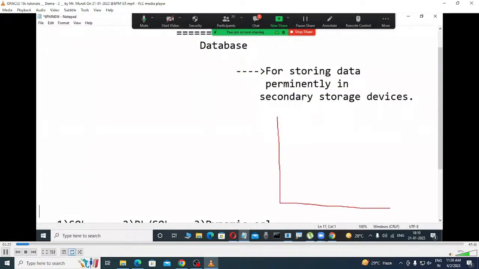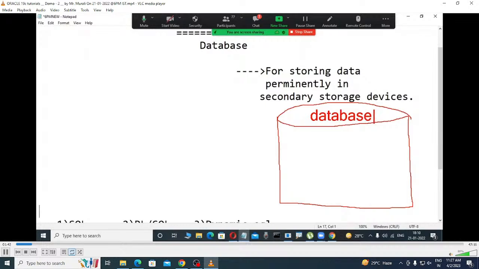These relational databases do not store a random collection of data. They only store a structured collection of data. Yesterday I told you, suppose there is an Oracle database. Database means some place, and here we store a structured collection of data in an organized fashion only.